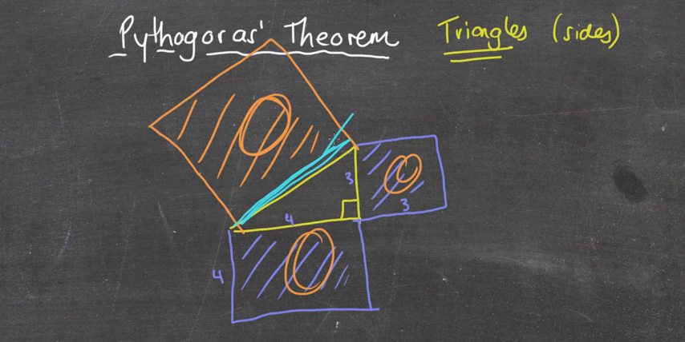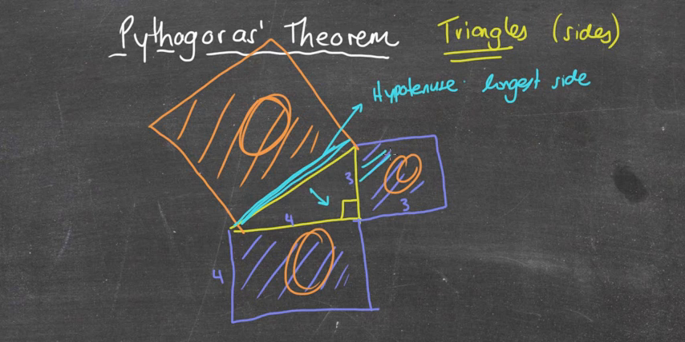Now, this we often refer to as the longest side of a triangle. We refer to this as the hypotenuse. It's the longest side, I'll write that down. It's the longest side of a triangle, but also you'll notice it's opposite the right angle.